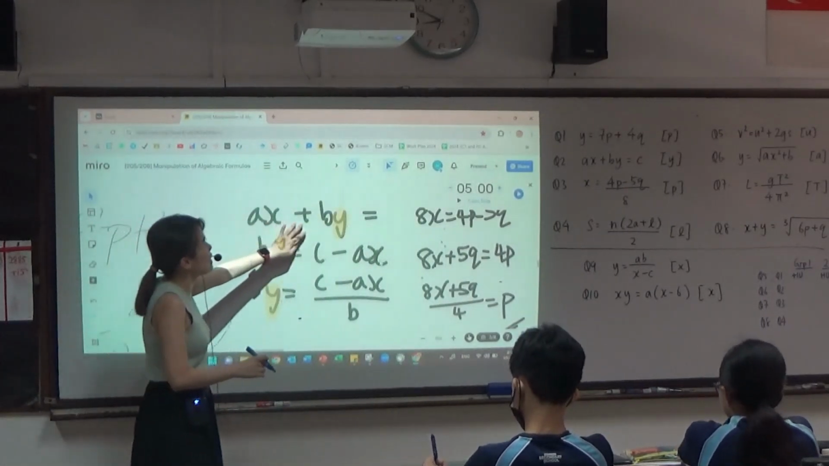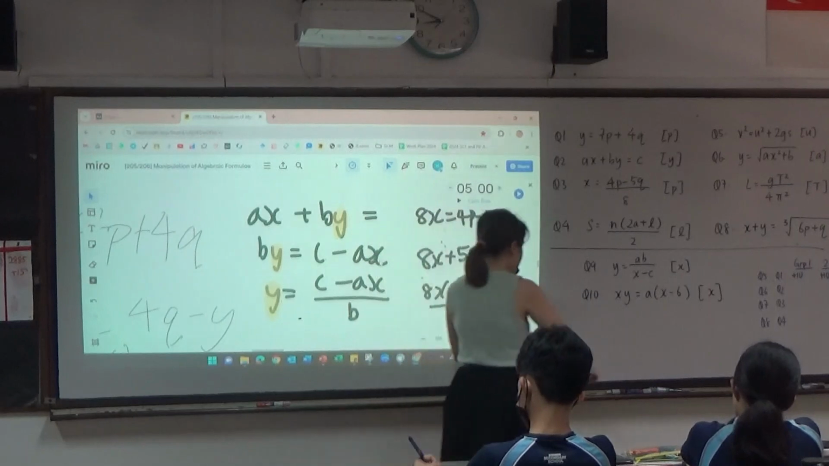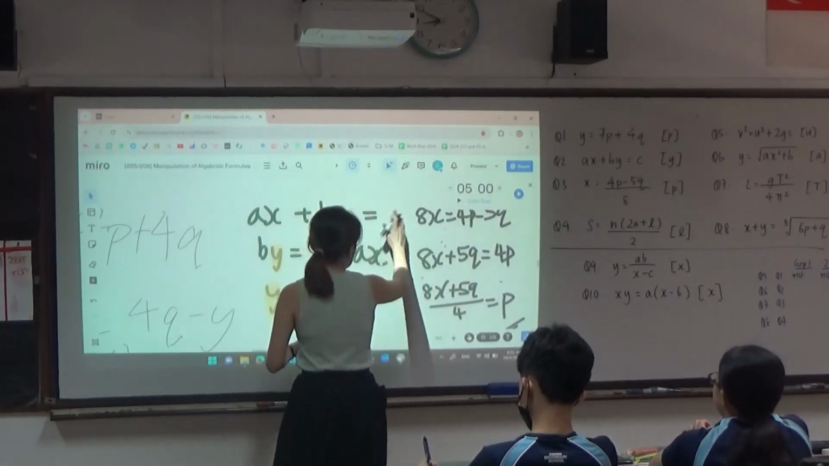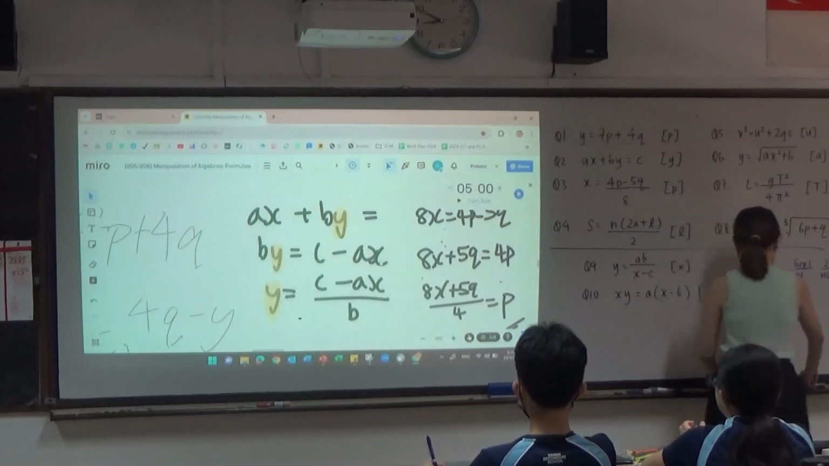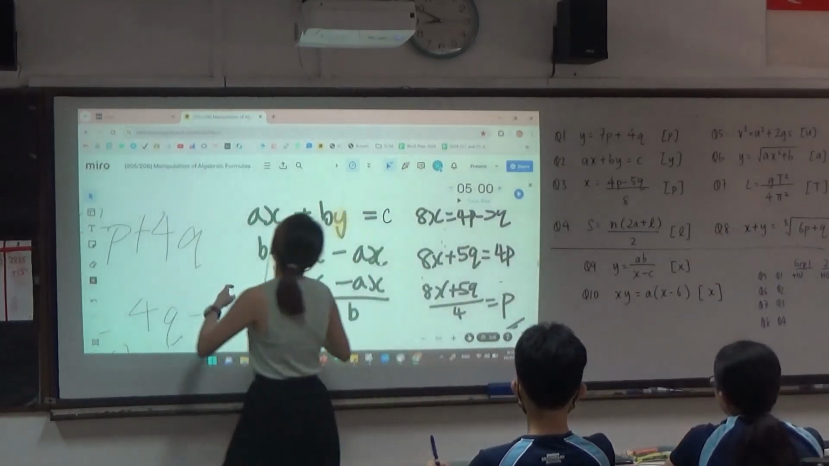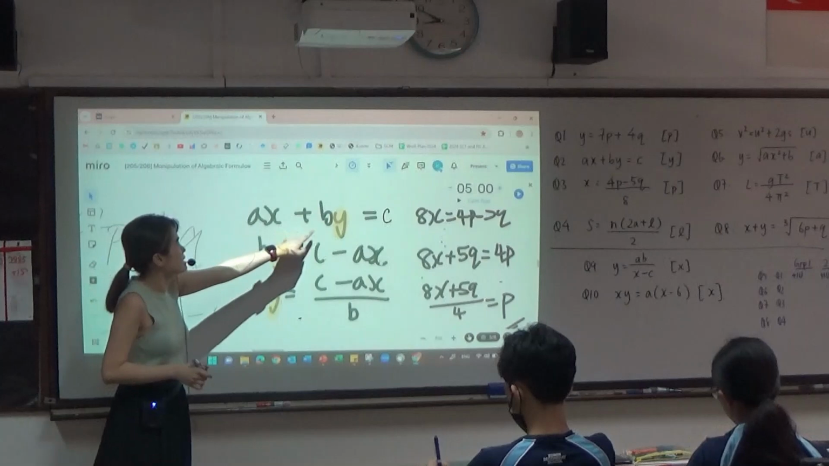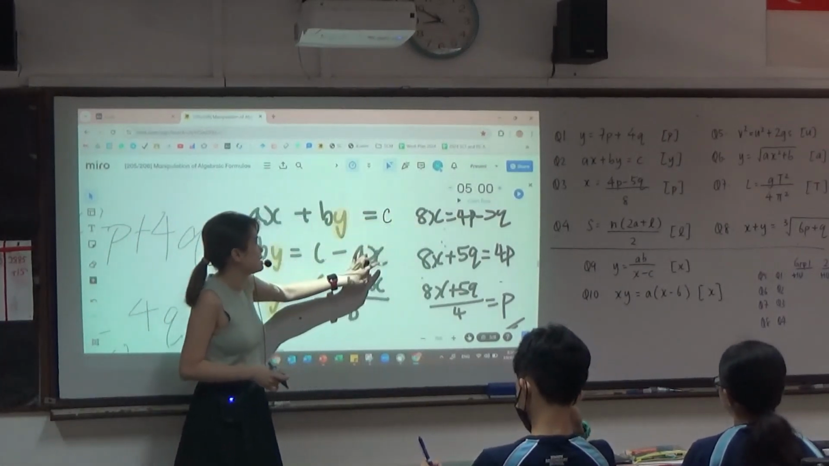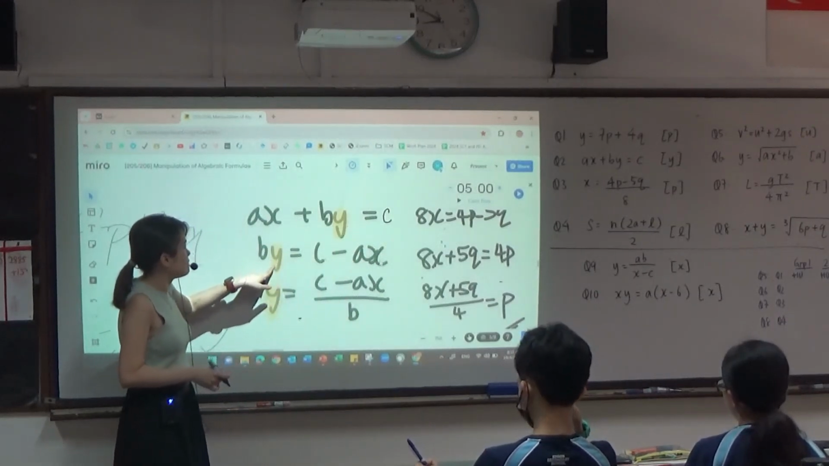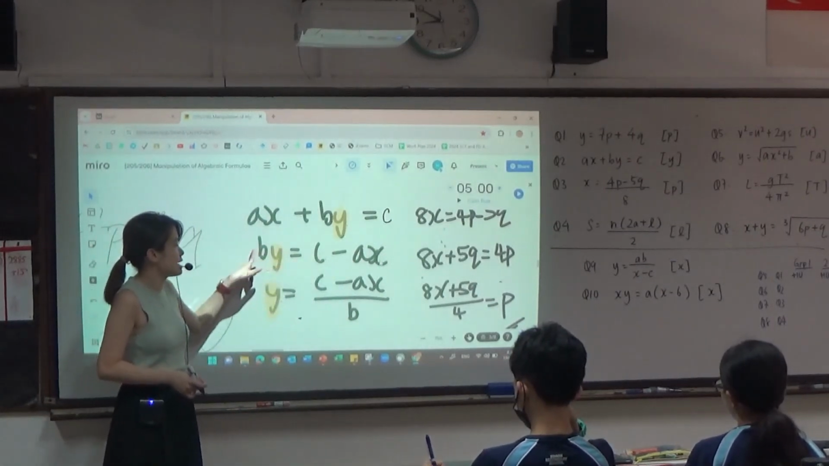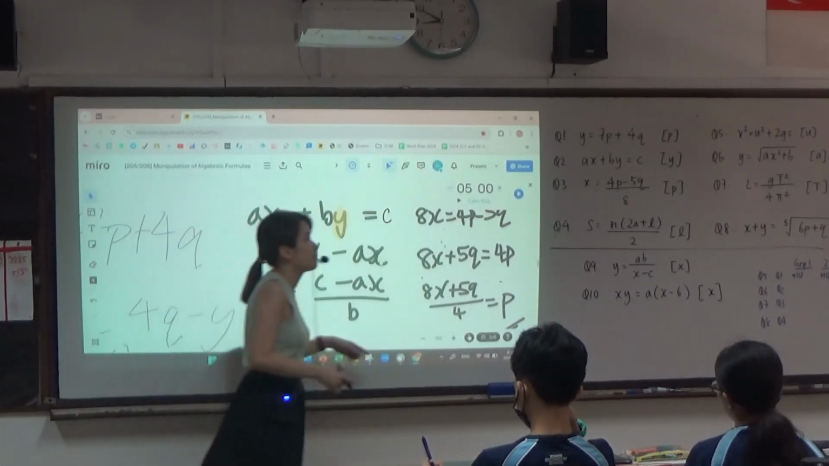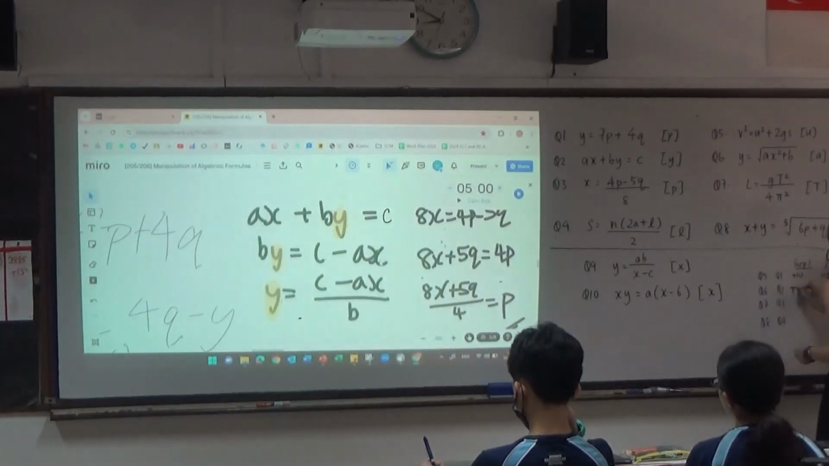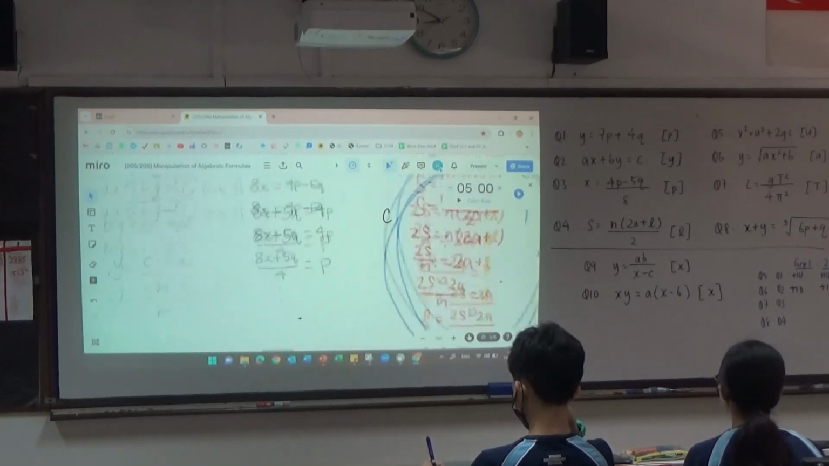So ax plus by equals c. I think this got accidentally deleted. Then, because we want y to be the subject, by equals c minus ax, where we brought this ax over to the right hand side, and that should become a minus. Then c minus ax divided by b would be the correct answer. So all the groups had it right. 10 points to all. Next we look at question 3.